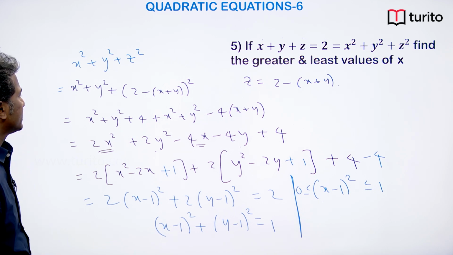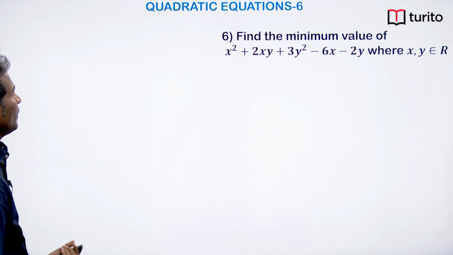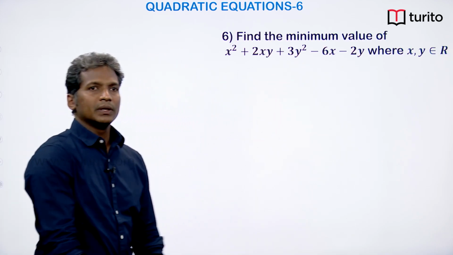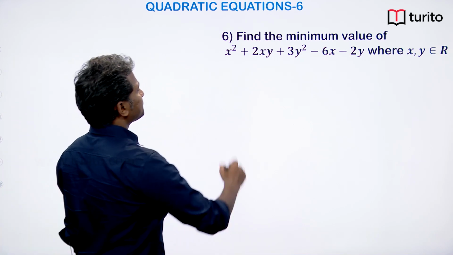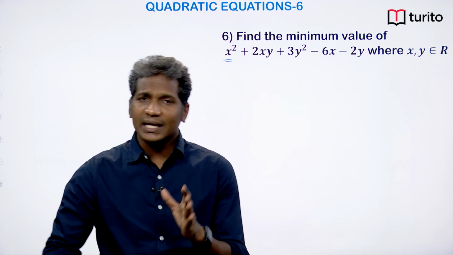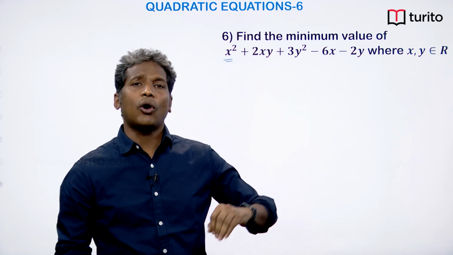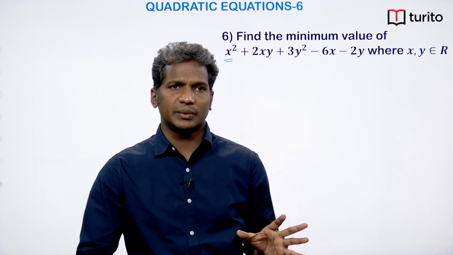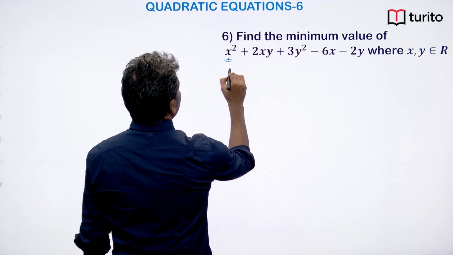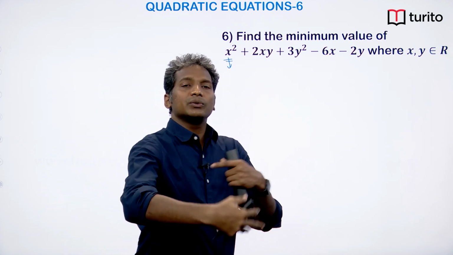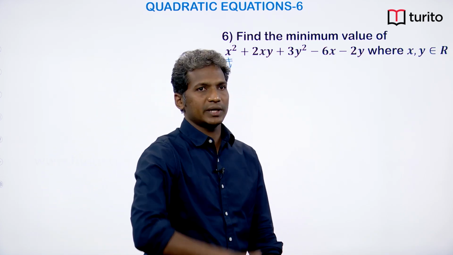Okay. So, next question is this: find the minimum value of this expression. So, here I can proceed in two ways. I can either take x as my primary variable or y as my primary variable. If I take x as my primary variable, I have to collect all terms of x and try to convert that into a perfect square.